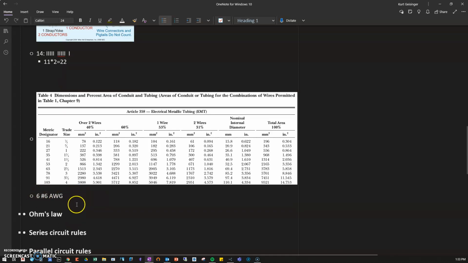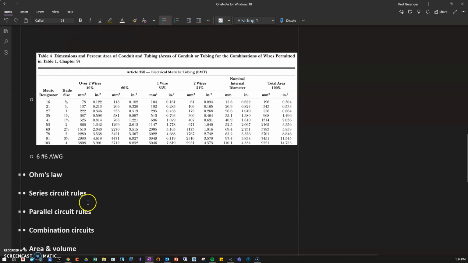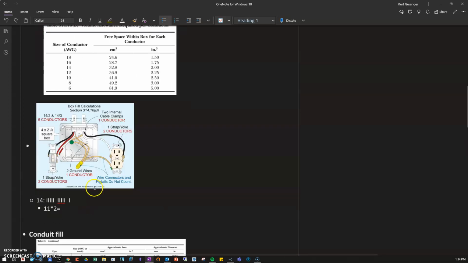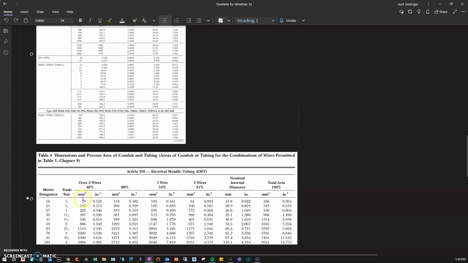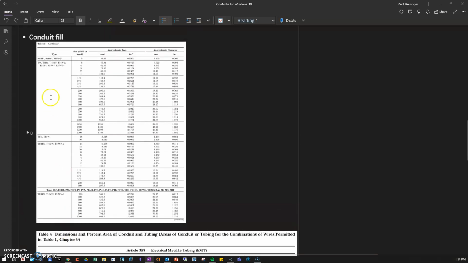First thing we got to do is figure out how many square inches that's going to take up. So to do that, whoops, it looks like I deleted my table here. We'll get there. Okay, so let's go 6 number 6, AWG. First thing we got to come up with is how many square inches these 6 number 6s are going to take up in a conduit? And again, if we're not told otherwise, we're going to assume THHN.